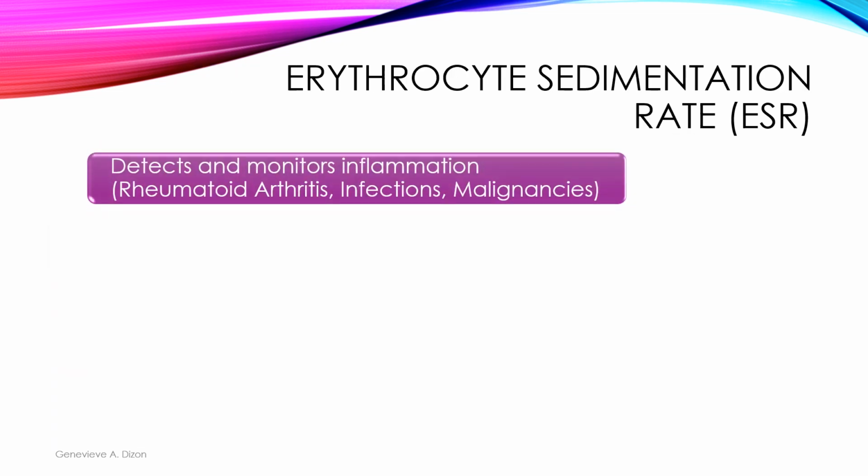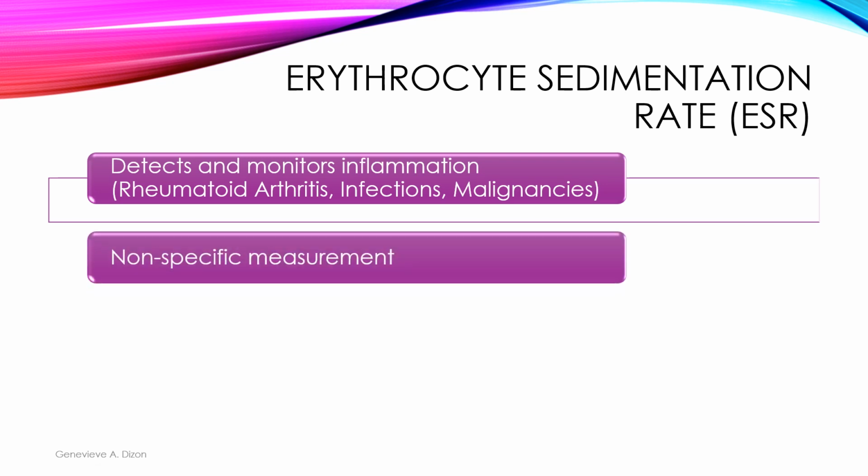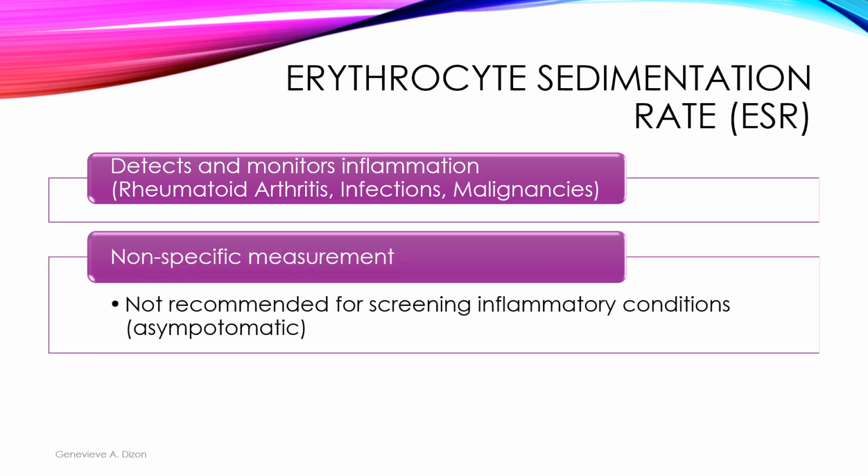ESR is used to detect and to monitor inflammation. And there are a lot of conditions that involve inflammation. Examples of these are rheumatoid arthritis, infections, and malignancies. If a patient has these inflammatory conditions, ESR will be elevated. That's why ESR is usually ordered with other tests that can detect and monitor the course of inflammatory conditions. ESR is a non-specific measurement.